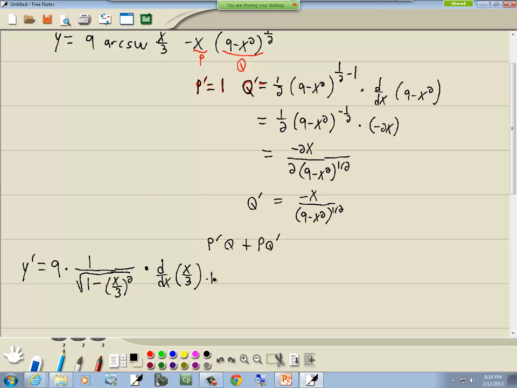Okay, then P prime. P prime we said was 1 times Q, which is 9 minus x squared to the 1/2 power, plus p. If I got my negative out in front, don't I? I don't want to drop that. Almost screwed that up. Okay, so I got a negative out in front. Now put brackets because that affects everything that follows it. So p prime times q, so 9 minus x squared to the 1/2, plus p, which is x, times q prime, which is negative x, over 9 minus x squared to the positive 1/2.